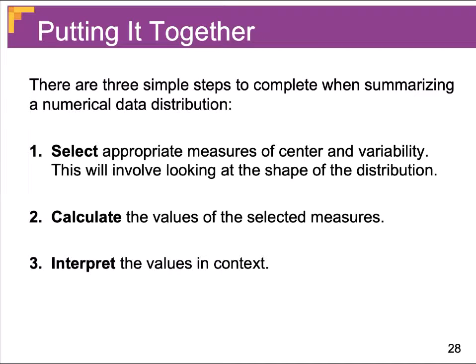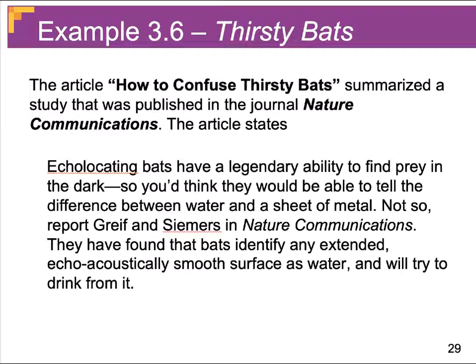So we can look at an example here. We are looking at this article, How to Confuse Thirsty Bats, which was published in the journal Nature Communications. The article was looking at echolocation. Echolocating bats have a legendary ability to find prey in the dark. So you'd think that they'd be able to tell the difference between water and a sheet of metal.